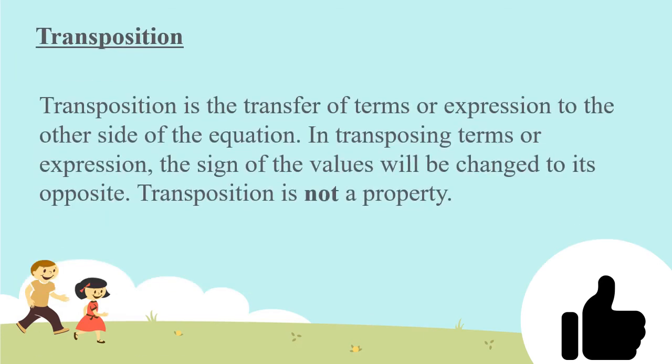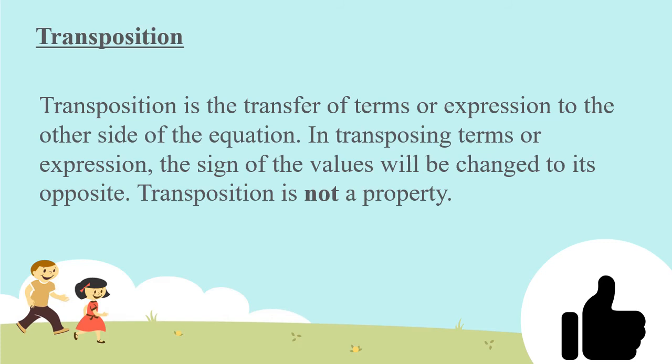Let's go on to transposition. Transposition is the transfer of terms or expressions to the other side, either going to the left or going to the right. When transposing terms or expressions, the sign of the values will be changed to its opposite. Transposition is not a property. Please take note of that. Again, transposition is not a property. When you transpose a negative to the other side, it means that it will turn to a positive number.